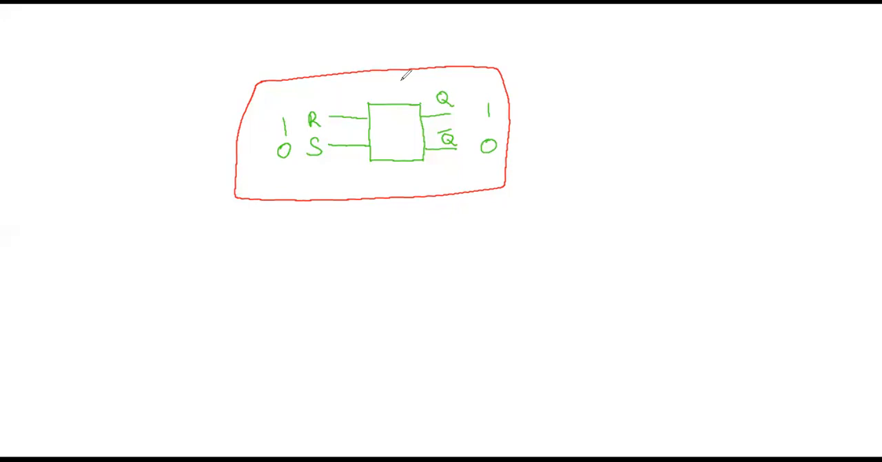Now what I am telling you: I have applied a set of input, 1 at R and 0 at S, and as Vishakha said, the output will be 1 at Q and 0 at Q bar. So it will remain the same until the next set of input is applied.